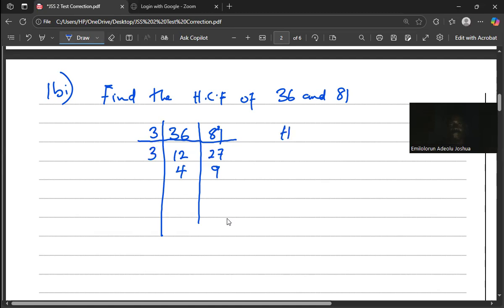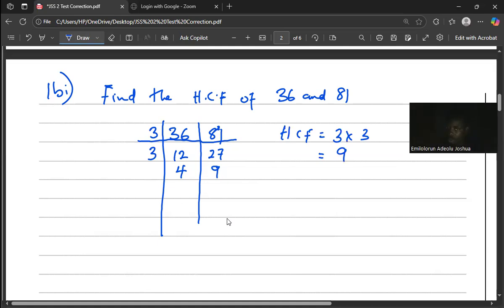So the HCF is equal to what? 3 multiplied by 3. Okay? So 3 multiplied by 3 is what? 9. So your answer is 9. Okay? Yes, sir. Is that understood?